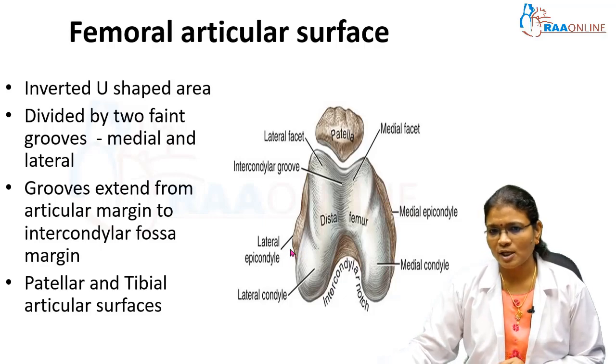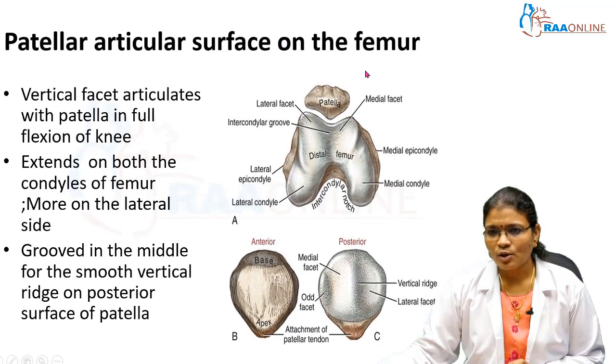articulates with the tibia. Coming to the patellar articular surface on the femur, the one which is in the middle is called the patellar articular surface. There is a vertical facet which articulates with patella in full flexion of knee. It extends on both condyles of femur, more on the lateral side. It is grooved in the middle for the smooth vertical ridge which is present on the posterior surface of patella.